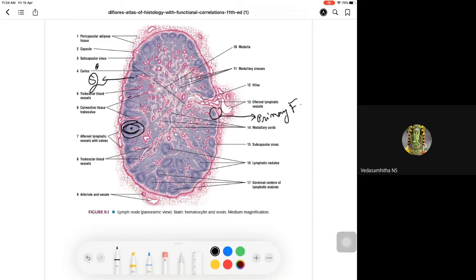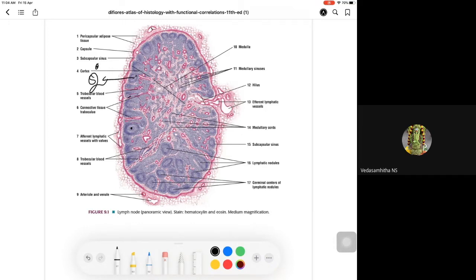And why is it important? Primary follicle means they are not exposed to the antigen. They are all naive lymphocytes. They are not exposed to our immune challenges. Whereas secondary follicles are exposed to the immune challenges. If you see tumor cells here, what will you do, ma?